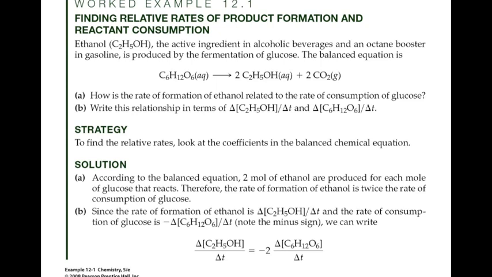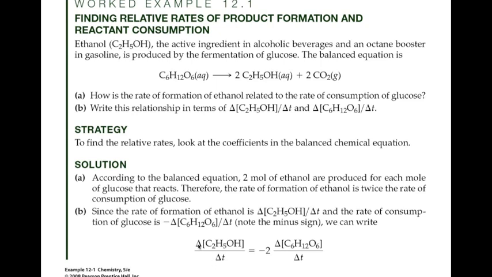Okay. So let's take a look at the answer. According to our balanced equation, you can see that for every 1 mole of glucose that is consumed, 2 moles of ethanol are produced. So the rate of ethanol formation is going to be twice the rate of glucose consumption. And for the second part, we need to write this in a mathematical expression, and there's a couple of ways you could do it.